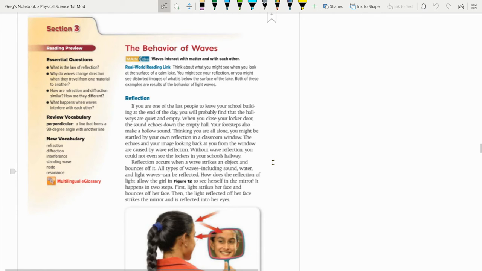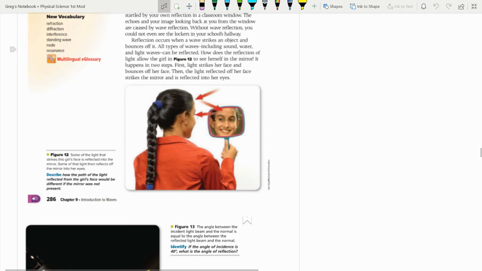Without wave reflection, you could not even see the lockers in your school hallway. And you can see the girl here. What's happening is the light hits her face, and then the light bounces off of her face into the mirror, and then the light bounces off the mirror into her eyes. So I have 1, 2, 3 different reflections going on just by looking in the mirror. And these are light waves. This is a light wave that's reflecting in this case.